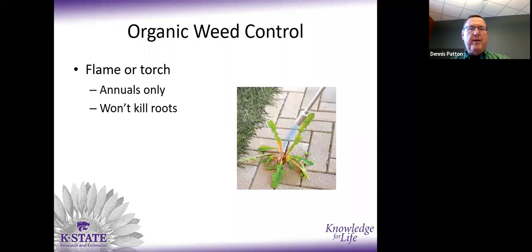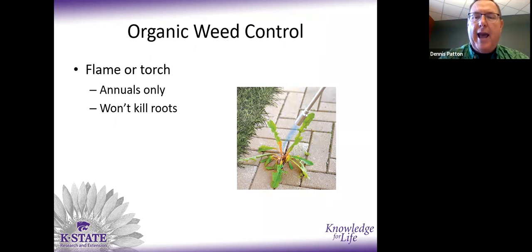So one option for weed control is flame or torch. So this is burning the weed. And there's all sorts of little propane, you get the little camping propane canisters you can get. You put a tip wand on it, and then you burn the leaves. So here's the pros and cons of torching weeds.